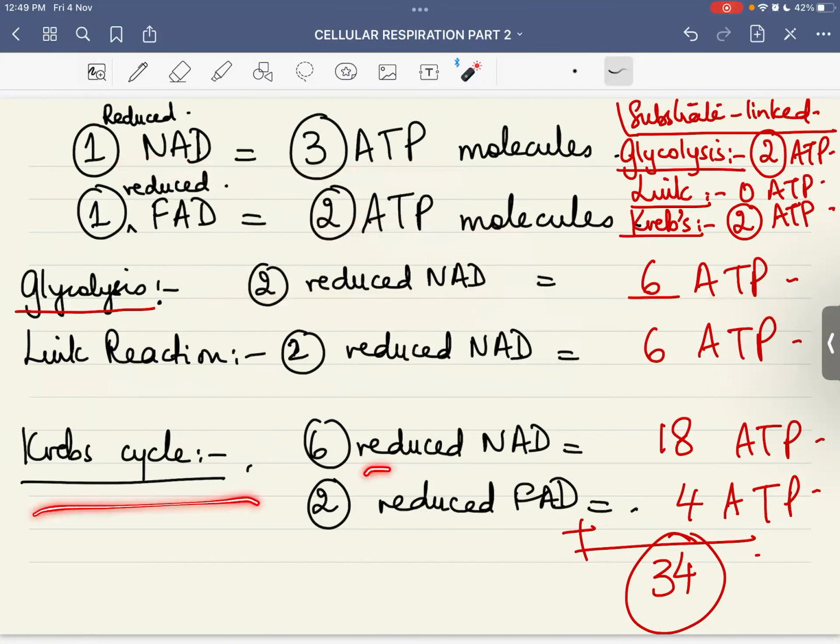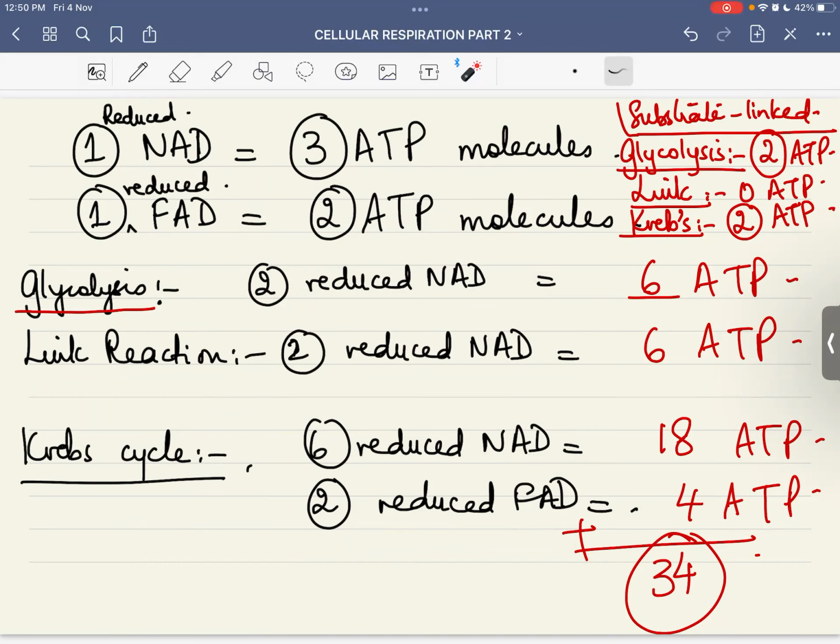Krebs में Krebs का NAD... FAD कम ATP देता है, ठीक है. FAD only gives us 2 ATP, so then this will be 18 plus 4. So how many ATPs altogether? 34. Yeah. 34 ATPs, ठीक है.